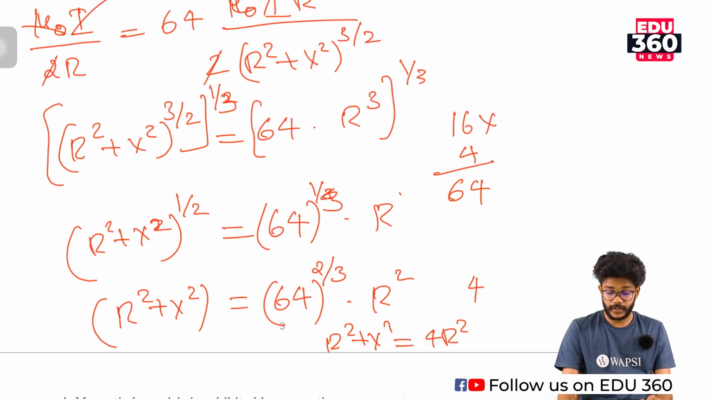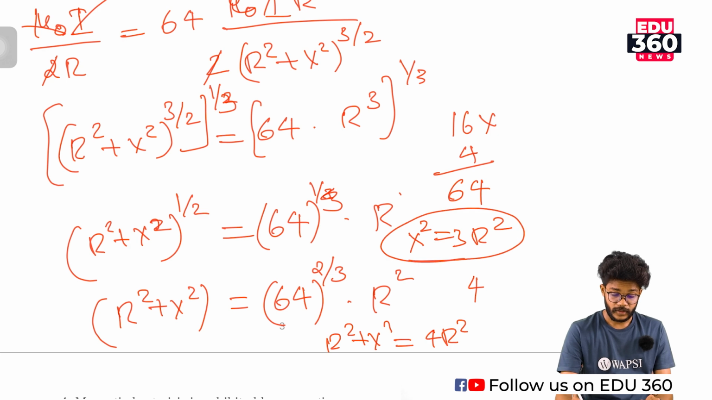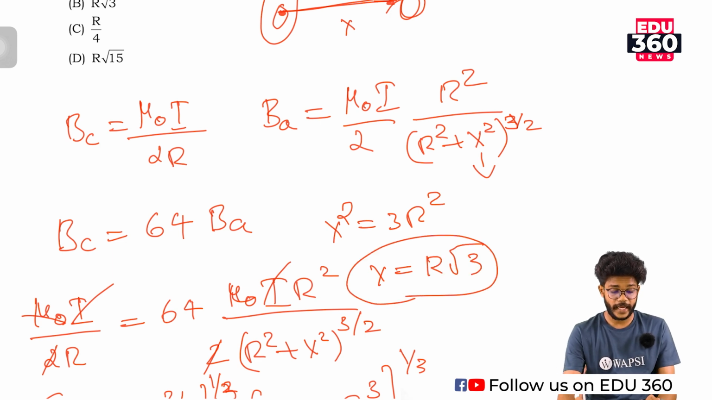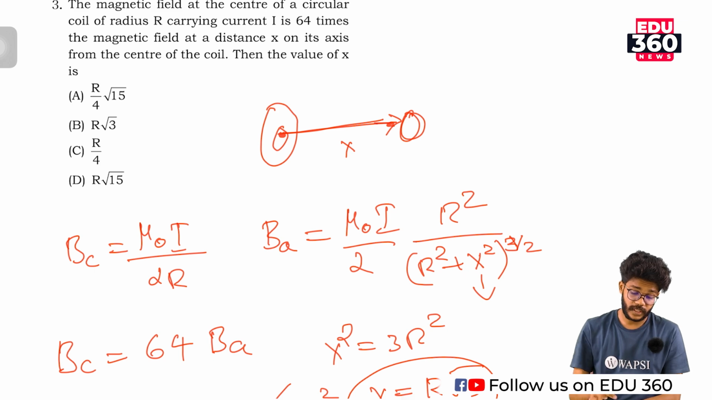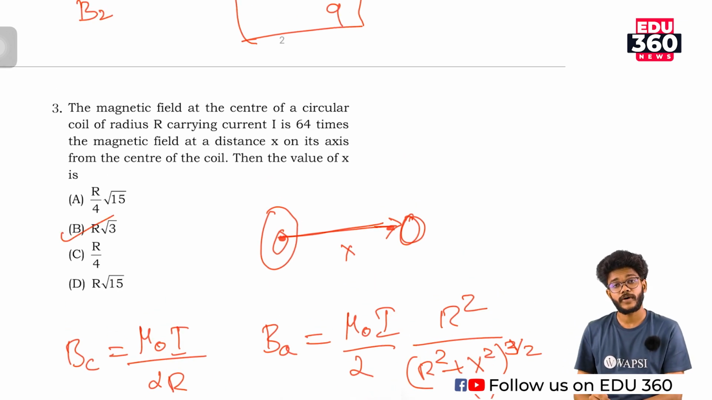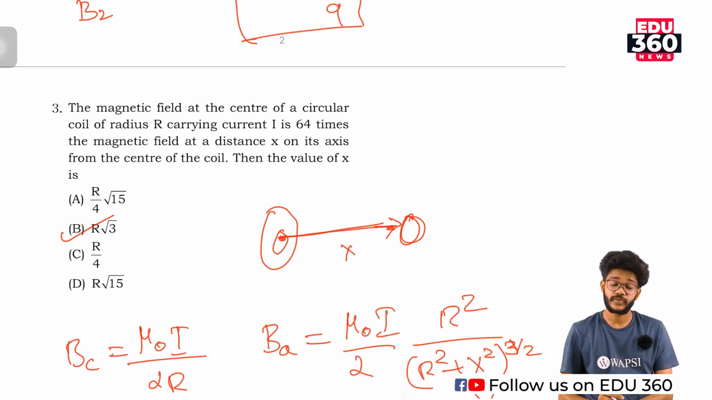So x² is equal to 3r². So x is equal to r√3. Which option is the correct option? Option B is the correct option: x is equal to r√3.